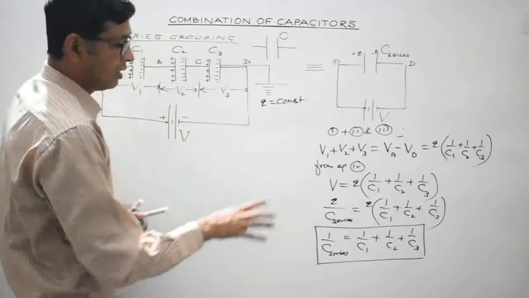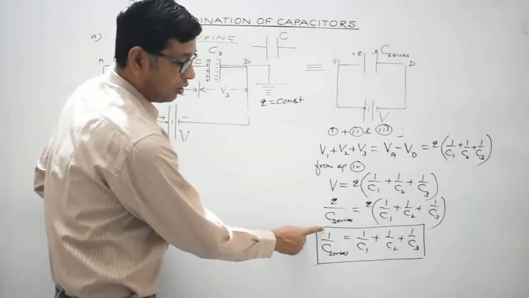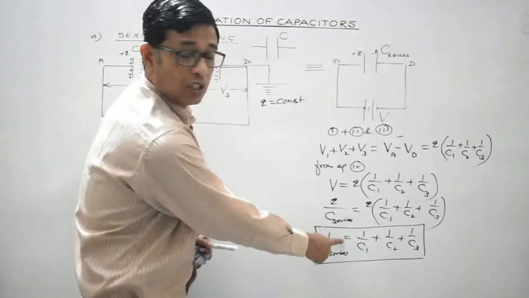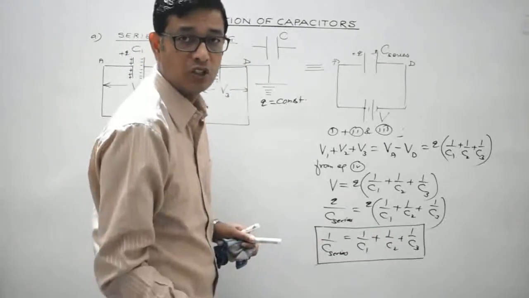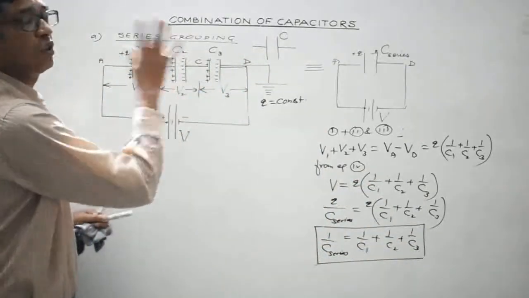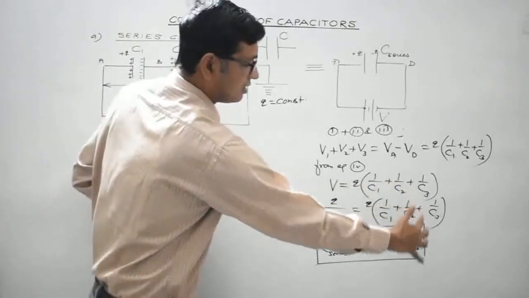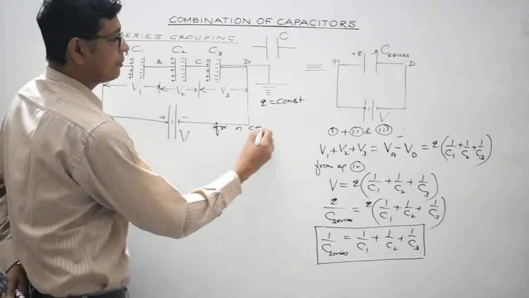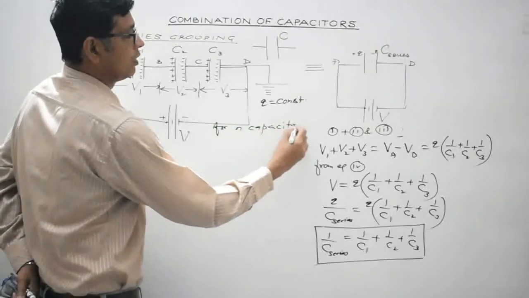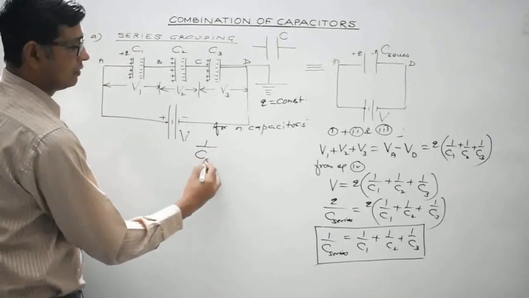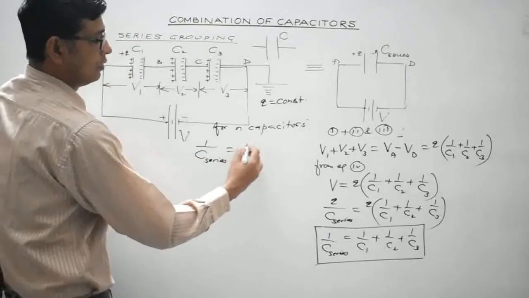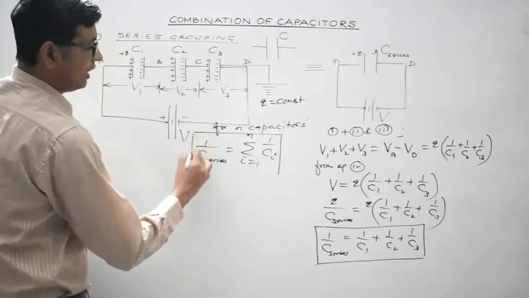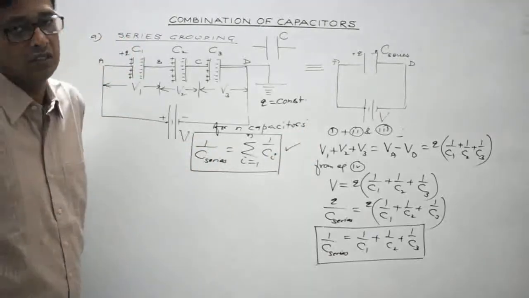Again I repeat, this law states that the reciprocal of the resultant capacitance of the series grouping of capacitors is numerically equal to the sum of the reciprocals of the capacitances of the individual capacitors. We can extend this expression for n capacitors connected in series as well. So for n capacitors connected in series, we can write it like this: 1 by C series is equal to summation i equals 1 to n of 1 by Ci. So for n capacitors connected in series, this will be the formula, right?